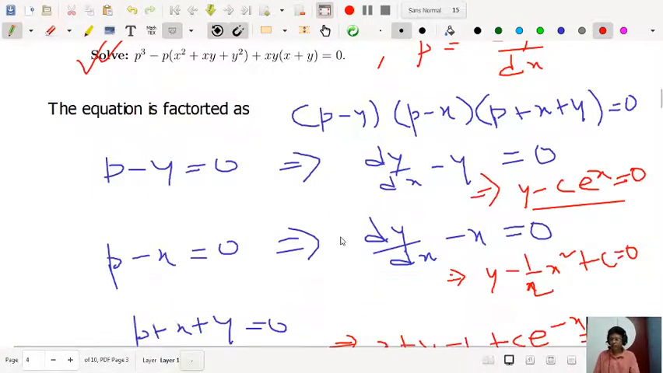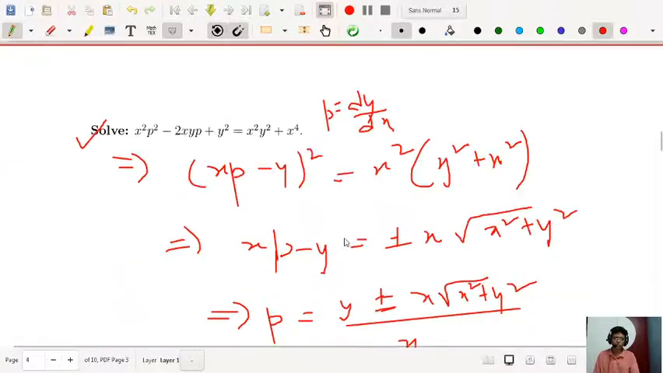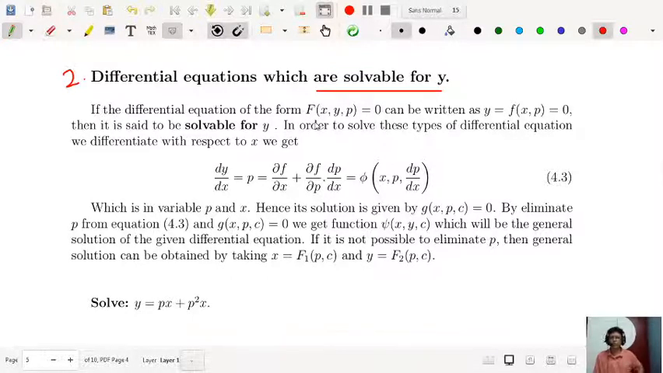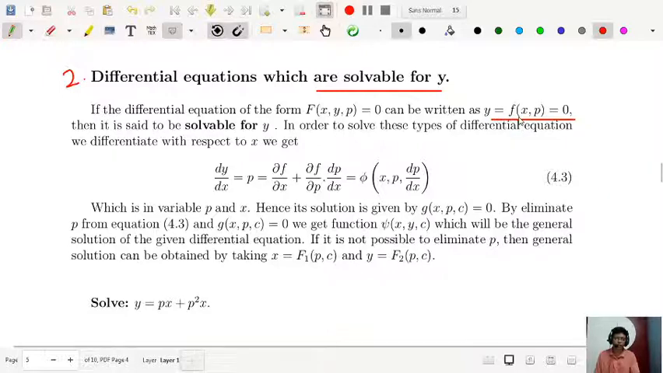Okay, now I shall talk about the second one, number 2, differential equations which are solvable for y. So look at that. You are dealing with a differential equation of the form f of x, y, and dy dx, p meaning your dy dx, equal to 0. If it is possible to write the differential equation in the form y equal to a function of x comma p, then it is said to be solvable for y.